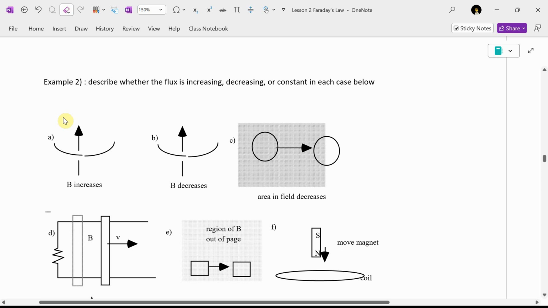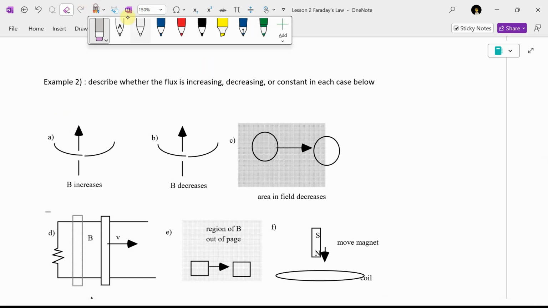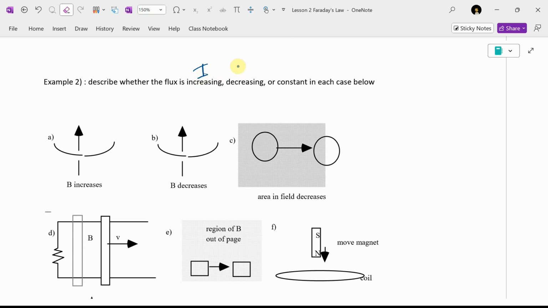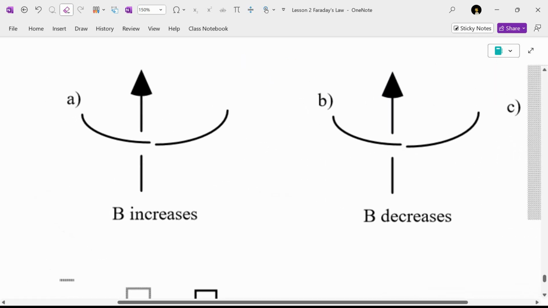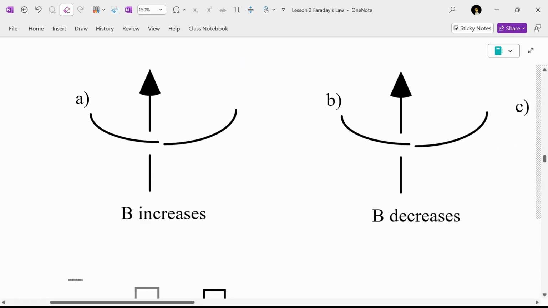Example 2 says, turn the page, describe whether the flux is increasing. I'm going to use a capital letter I for increasing, a capital letter D for decreasing, and a letter C for constant. So picture A, we have a coil. I didn't bother drawing the full coil because I couldn't figure out how to make it look 3D-ish. So here's our coil. It says the magnetic field is increasing.